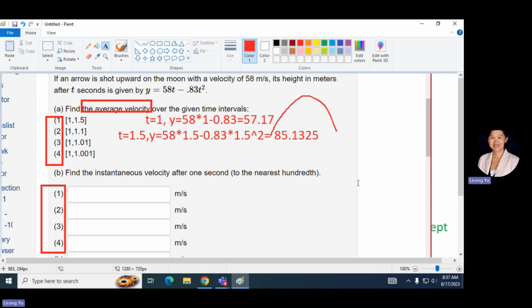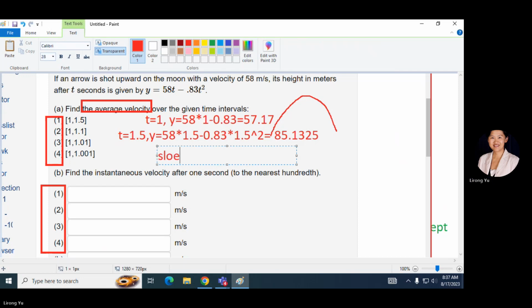Once we have both of these, you can consider them as x values or you can consider them as t values. In this question we use t to represent time. And we find two different y values, one for the earlier time, one for a later time at t equals 1.5. And then we're going to calculate the slope. So the average velocity is the slope of the position function.